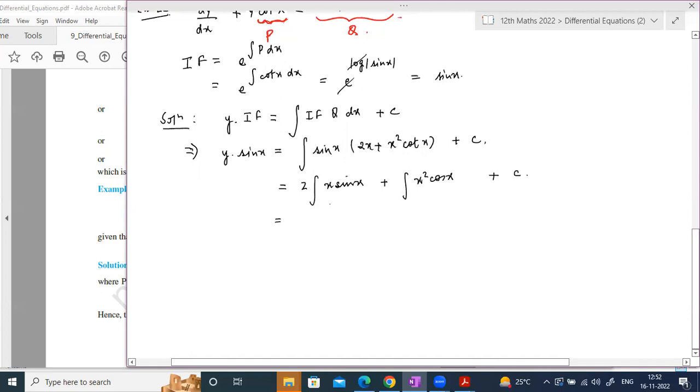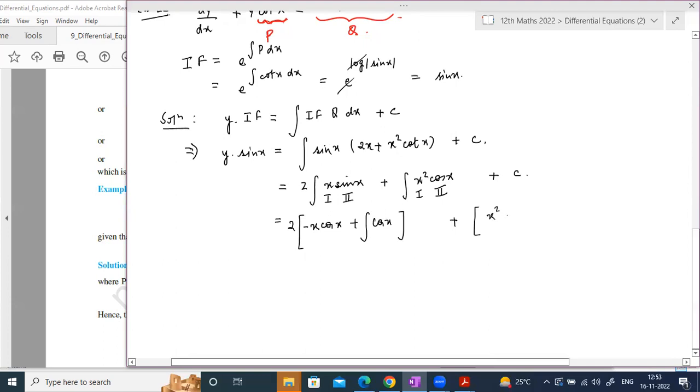Now these are two integration by parts problems. x will be the first function, sin x will be the second function. Here, x square will be the first function, cos x will be the second function. So what will be the integral of the first one? x into cos x minus, minus cos x, which becomes plus. So minus x cos x plus sin x. Very good.